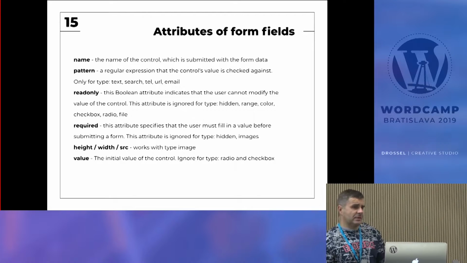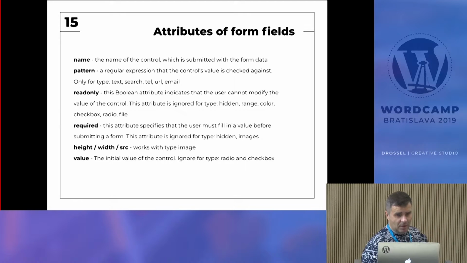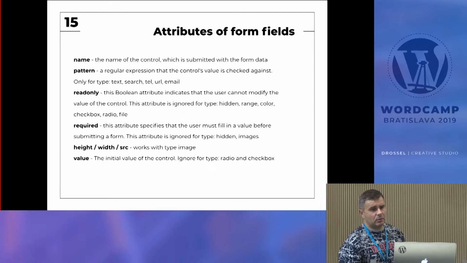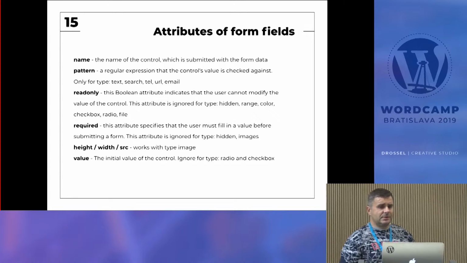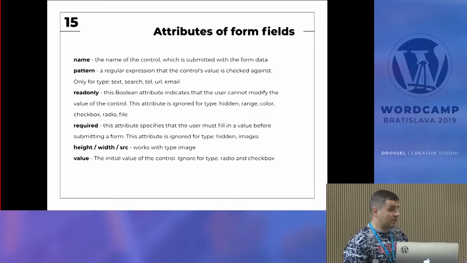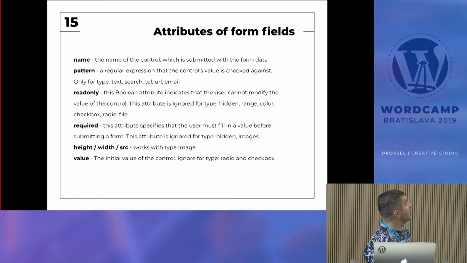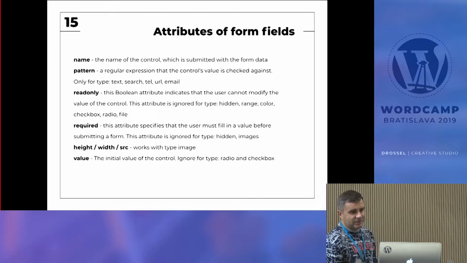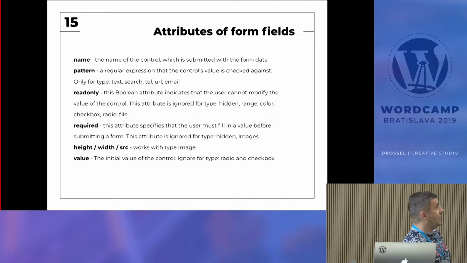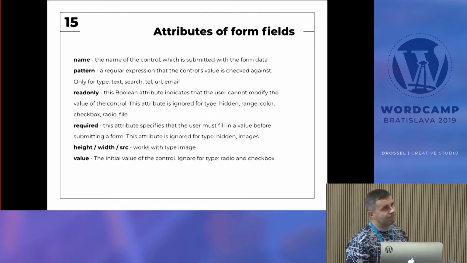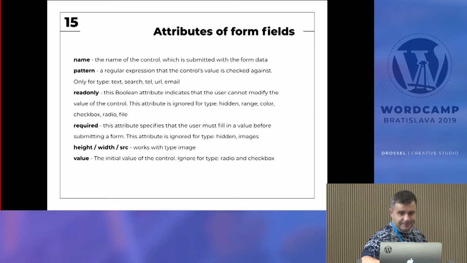Okay, the rest of the field attributes are name, and pattern, when we define the pattern of our text. Read only is a Boolean value that indicates the user cannot modify this. We can set required, and of course height, width, and source. It works only with image type. Image is some kind of graphical button, used only for this, and the value. Okay.